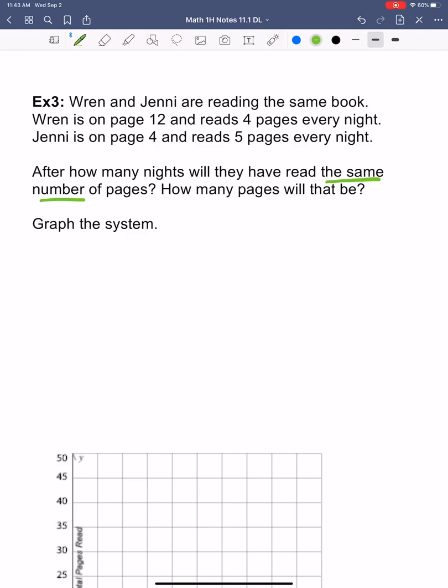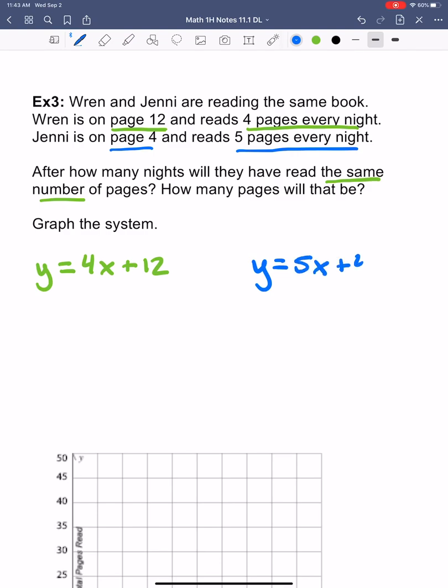So first I'm going to set up an equation for Ren, and it looks like this. Y equals, well, she's starting on page 12. That's her initial value, and the rate is 4 pages per night. So remember, the rate is the slope, so that's 4x plus the initial value, which is 12. That's for Ren. And for Jenny, she's on page 4 and reading 5 pages every night, so that's going to be y equals 5x, that's the rate, plus 4, the initial value.